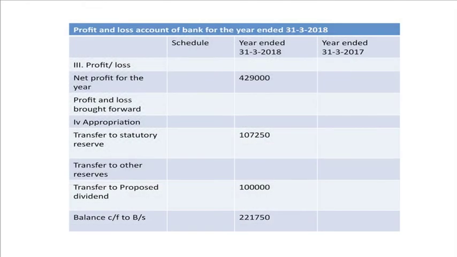4,29,000. Now, statutory reserve is a compulsory reserve which we need to transfer. So, we will make appropriations out of P&L, that is, profits so earned, we will appropriate them and transfer to the statutory reserve as per the specific percentage, that is 1,07,250. Then we will transfer a profit to the proposed dividend account of 1 lakh. So, we will be left with the balancing figure to be carried forward in the P&L account to the extent of 2,21,750. Now, this figure will be reflected under reserves when we prepare the balance sheet.